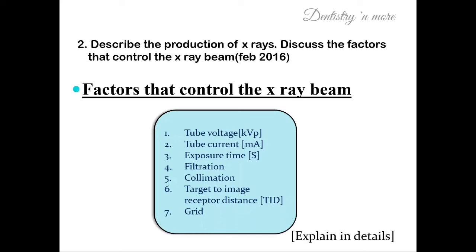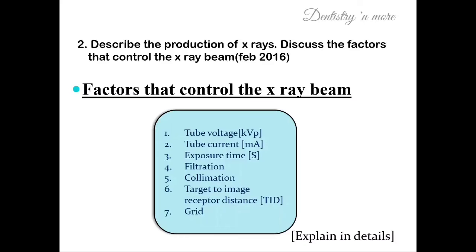Then it hits the film. So the second question is: describe the production of X-rays, which has been explained previously, and then discuss the factors that control the X-ray beam. The factors that control the X-ray beam have been explained well in the White and Pharoah textbook under the chapter of radiation physics. In that you have the exposure time, the milliamperage or the tube current, the peak tube voltage that is considered as the tube voltage itself, and then the collimators, the filters, as well as the target to image receptor distance.